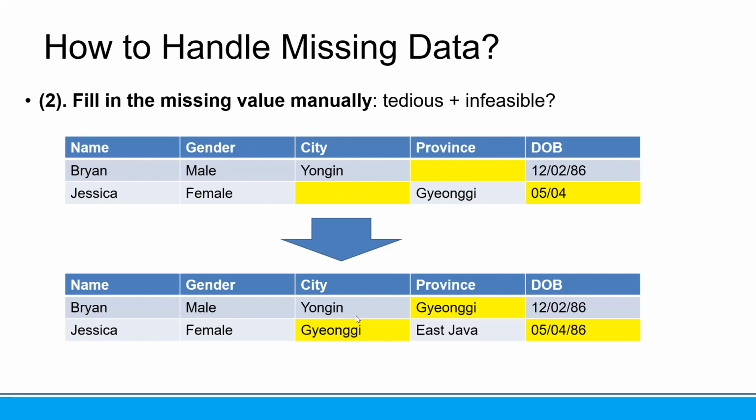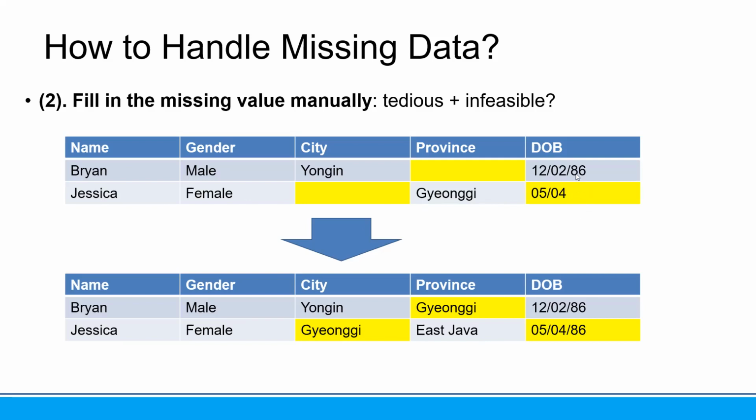Oh, sorry. I have some inconsistent example. I'm sorry. Please remove this, the second example. Okay, this is not consistent. The name city is Gyeonggi. It's not consistent. Okay, so if you can see DOB, date of birth, here there is no year.